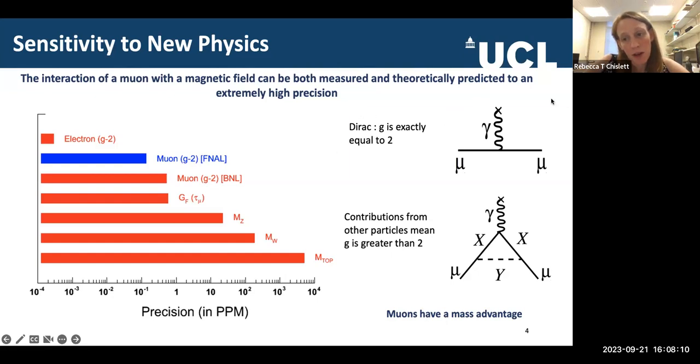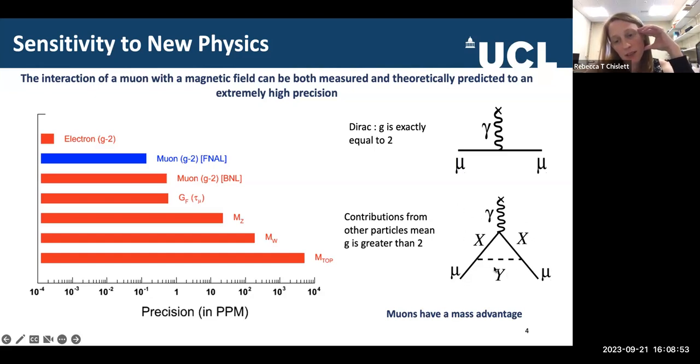So if we went with Dirac's original prediction, then G would be exactly equal to 2. But because we know that we can have loop corrections, so we can have other particles interacting, so rather than having the basic interaction of a muon with a magnetic field or a photon, we can have other particles contributing through loops. And this changes the value of G to make it slightly greater than 2. And what we're actually trying to measure is the difference from 2.